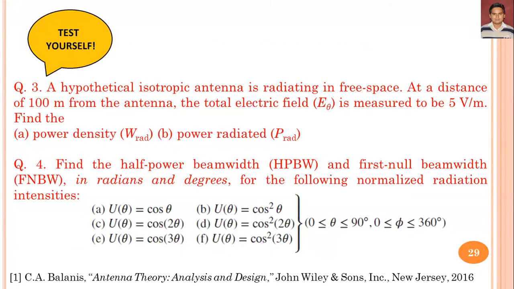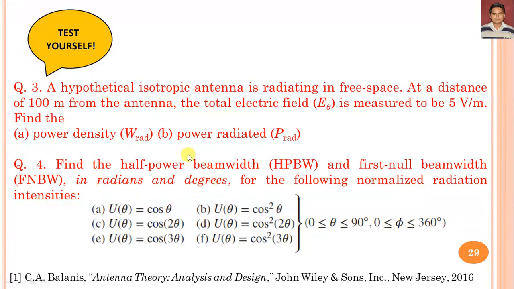These two problems are given here to test yourself. You can see a hypothetical isotropic antenna at a distance r is given, and the total electric field E theta is 5 volt per meter. You need to calculate the power density and radiated power, and this is problem 4.